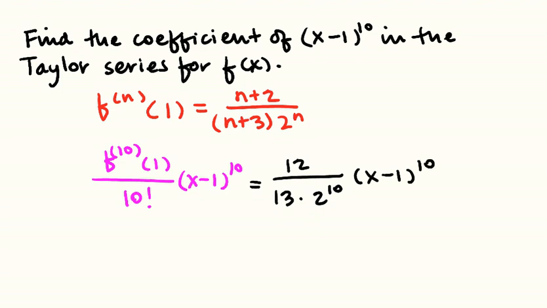Okay, but what have I forgotten? I have the derivative, I have x minus 1 to the 10th, I do not have my 10 factorial. So this really ugly number that I am highlighting in yellow is the coefficient of x minus 1 to the 10th in the Taylor series for f of x.